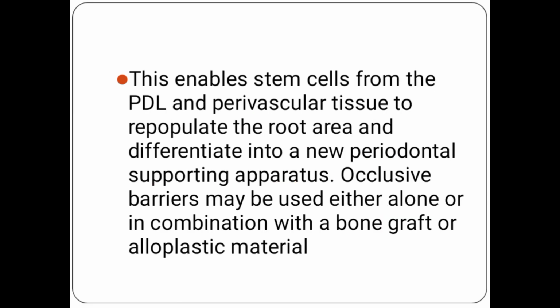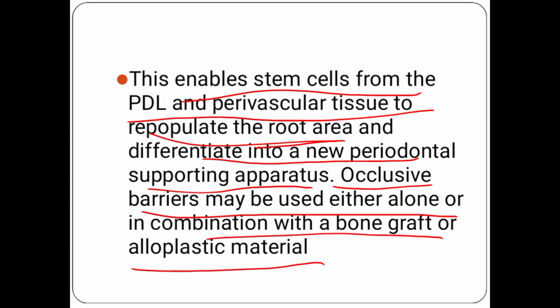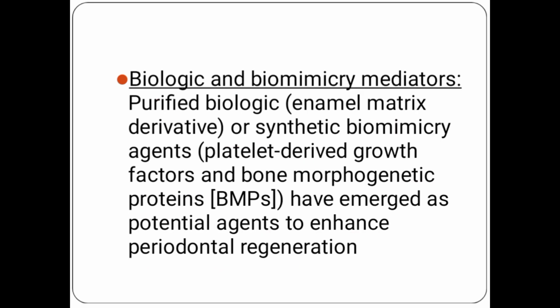This enables the stem cells from the periodontal ligament and perivascular tissue to repopulate the root area. Repopulate means that the cells that were lost are introduced again into that root area and differentiate into the periodontal supporting apparatus, which I have told you. This occlusive barrier may be used alone, or in combination with a bone graft or alloplastic material, which are non-natural materials, as I have told you.